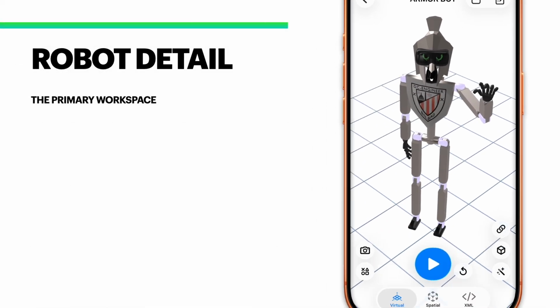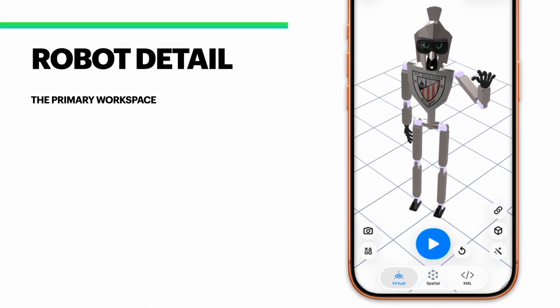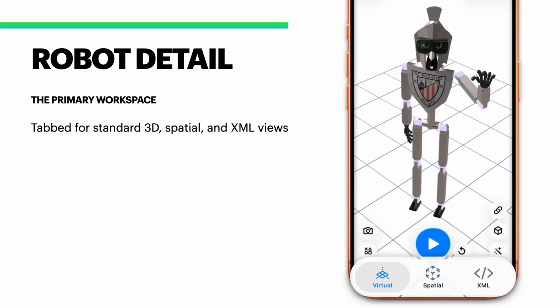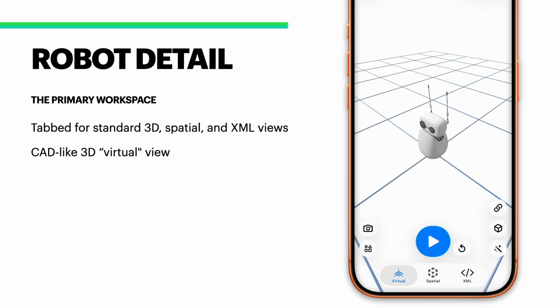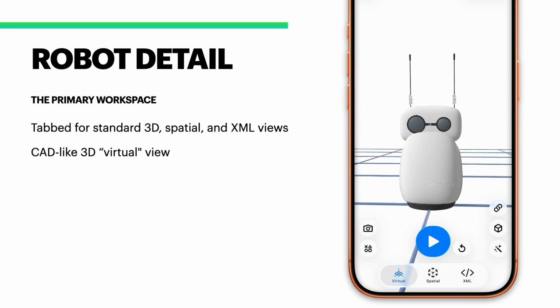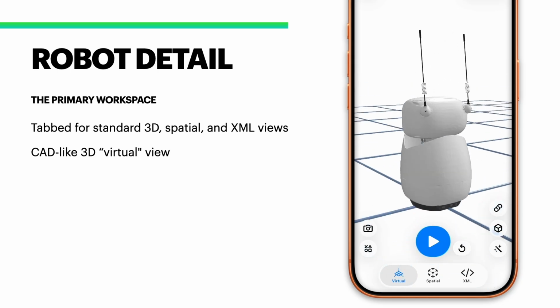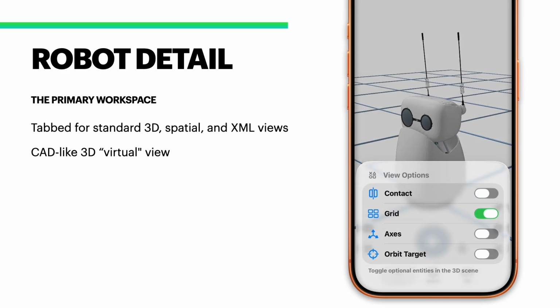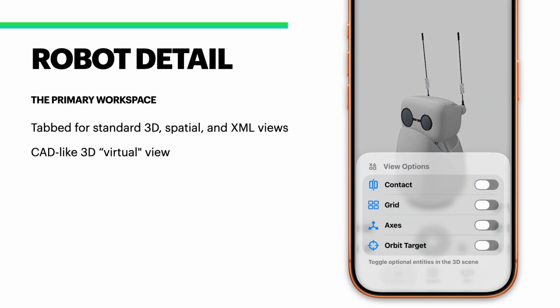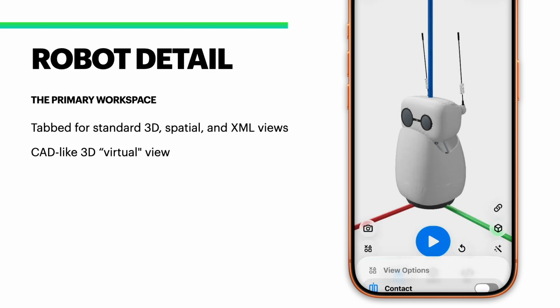Once you have chosen a project, you will be directed to the Robot Detail view, where you will spend most of your time in the ARMOR app. The view is tabbed, with sections for 3D, spatial, and XML. The standard, or virtual view, is similar to common CAD and simulation software, and renders your robot in a 3D viewport, which you can manipulate using one or two finger gestures. There are optional axes, grid, and other features.